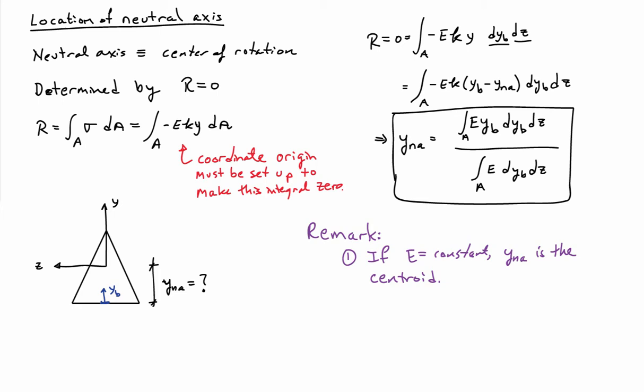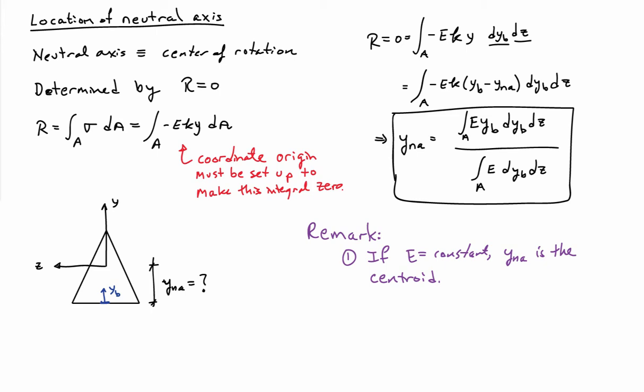Now, one important observation here is that if E is a constant, I can cancel it from the top and bottom in the expression for y_NA, and that will leave me with the expression for y_NA, which is simply the centroidal formula. So the coordinate frame goes at the centroid of the cross-section if you have a homogeneous value for E on the cross-section. So that kind of simplifies things for a lot of problems.